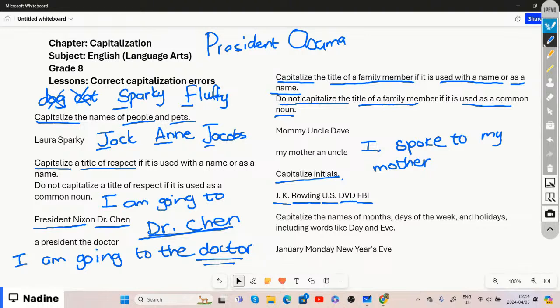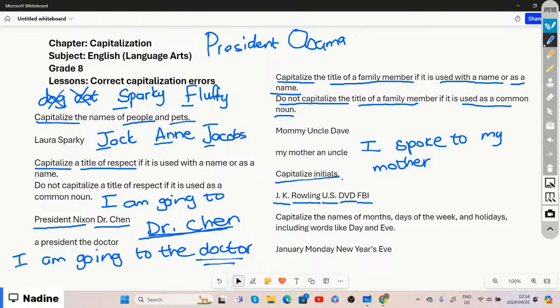And then also, we need to capitalize names of the months, so months of the year, days of the week, as well as holidays, including words like Day and Eve. So we have 7 days in the week, and the 7 days in the week need to be capitalized. The same with the 12 months in the year, all right? Those 12 months in the year, whenever we write it down, need to be capitalized. If we include our holidays, like for example, in South Africa, we have Human Rights Day, or I think nationally we have Good Friday or Easter, then those words need to be capitalized.